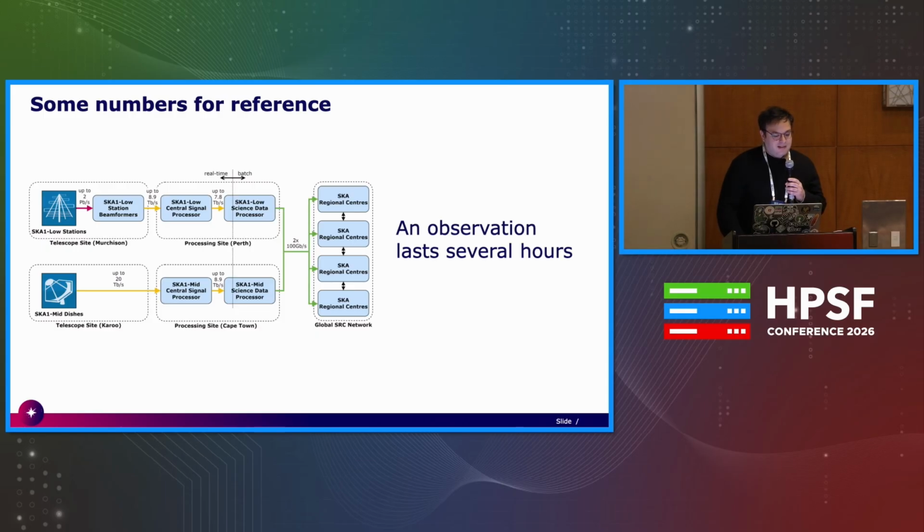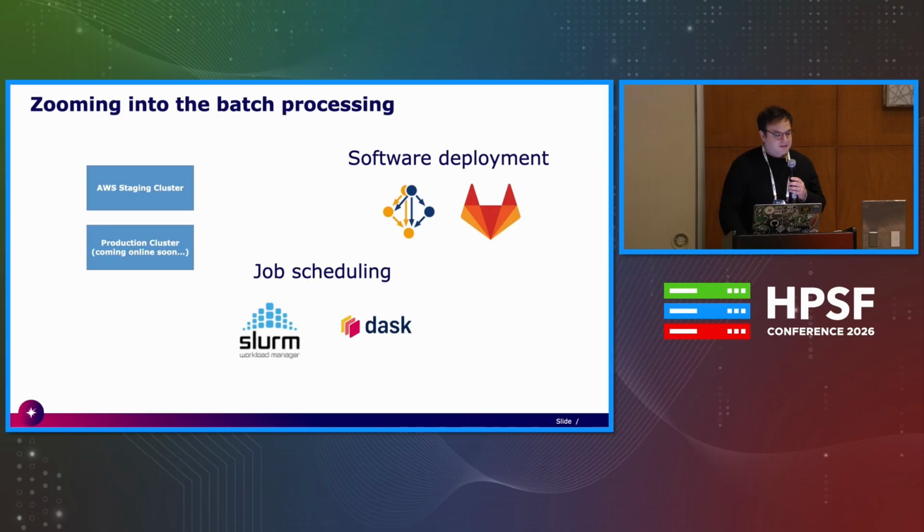And this is all terabit per second, but an observation lasts several hours, so I'll let you do the math to understand how much data it is. So right now, I'm working on the batch processing side, and we use an AWS staging cluster, and soon we will have a production cluster. We do the software deployment through GitLab and SPAC to distribute also our software.